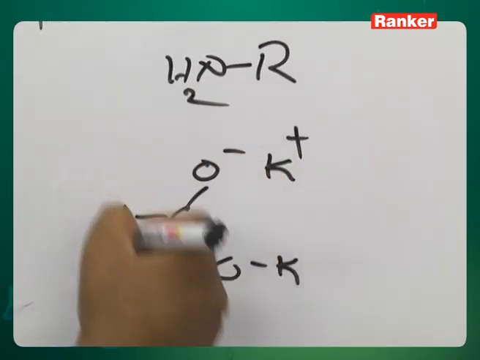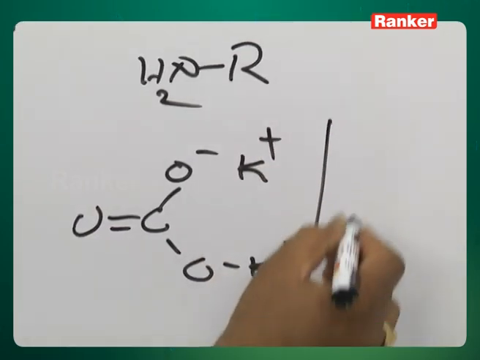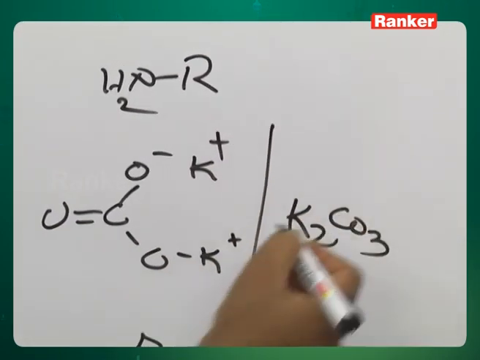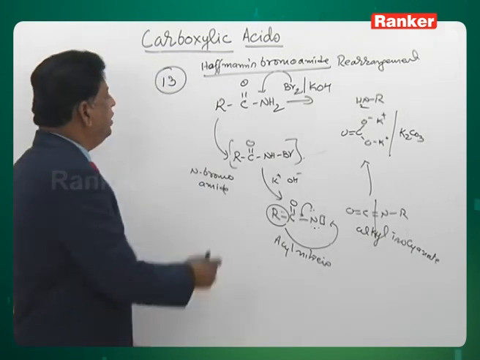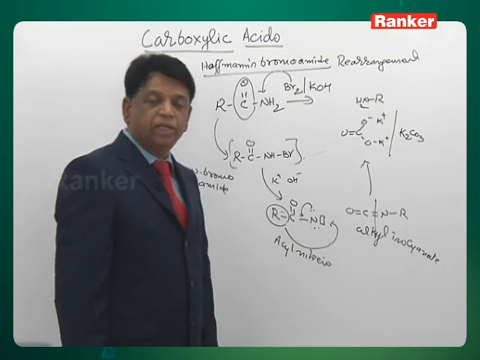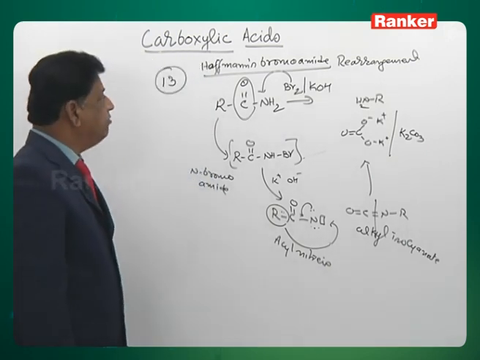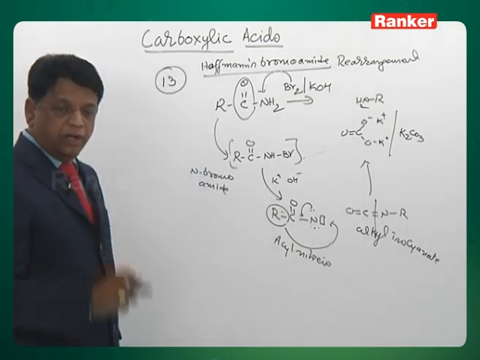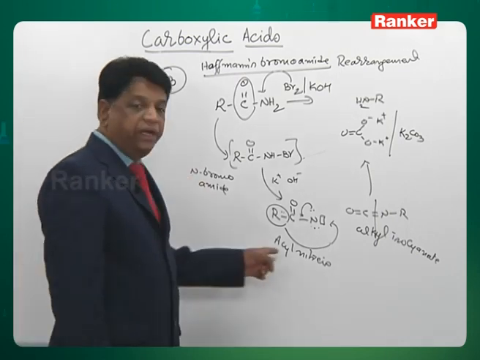That is K2CO3 will be the answer. Nothing but the K2CO3, potassium carbonate. So, the main compound is finally what happens is CO will be displaced and amine is formed. This known reaction is known as what? Hoffman's bromamide rearrangement. But now the question is, what are the intermediate formed?